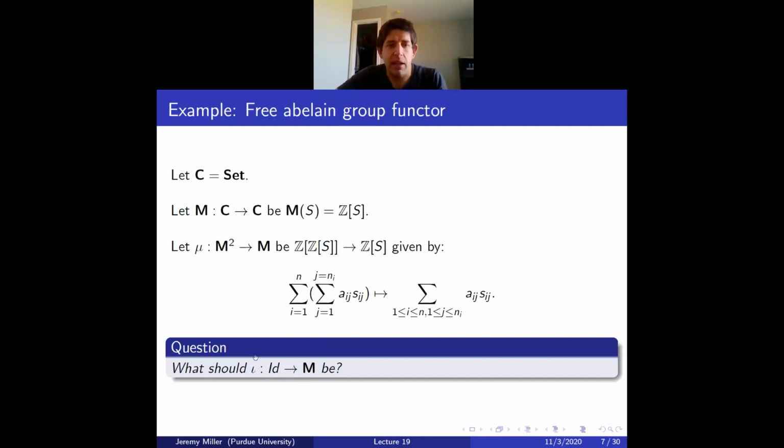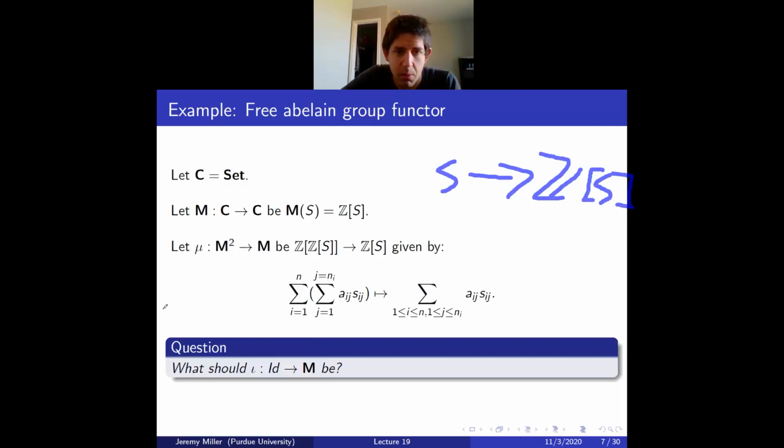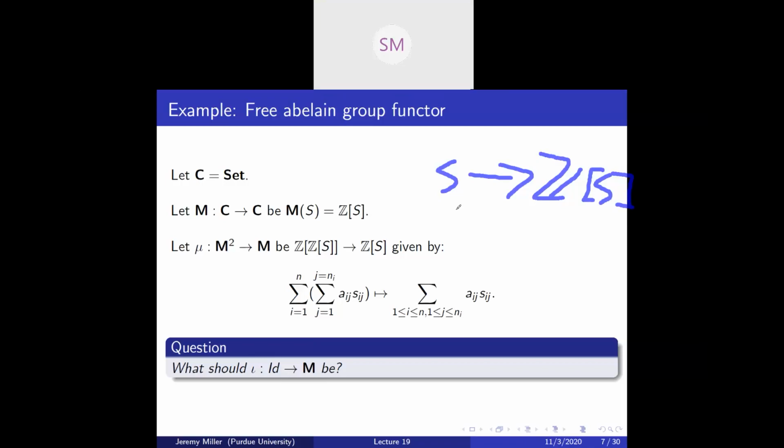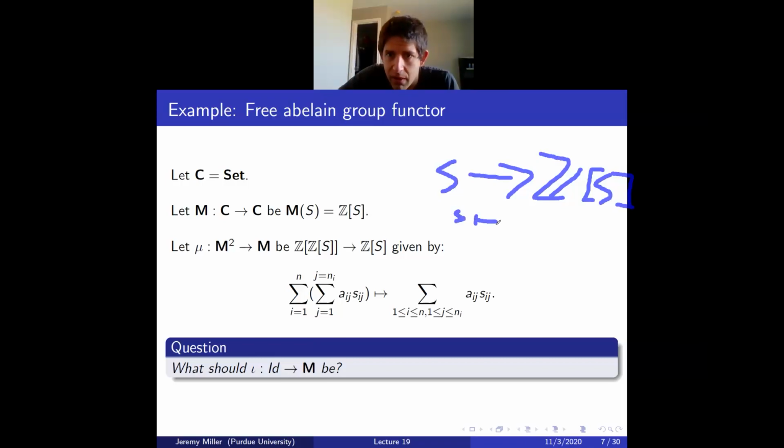Yeah, so any guesses at what the identity should be? So given a set S, we need a map of sets from S to Z adjoin S. Just a formal sum with one term? Yeah, so just lowercase s goes to 1 times lowercase s. That's the unit of the monad.